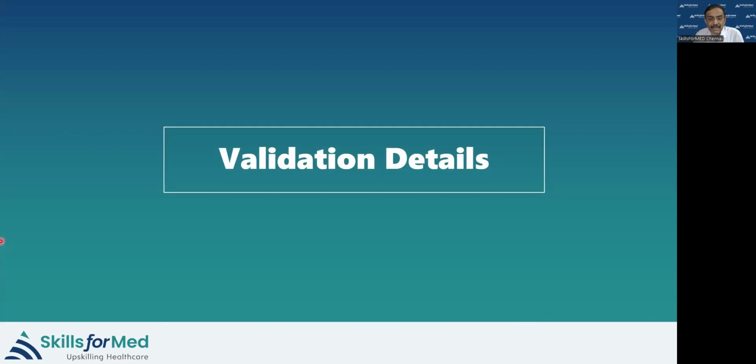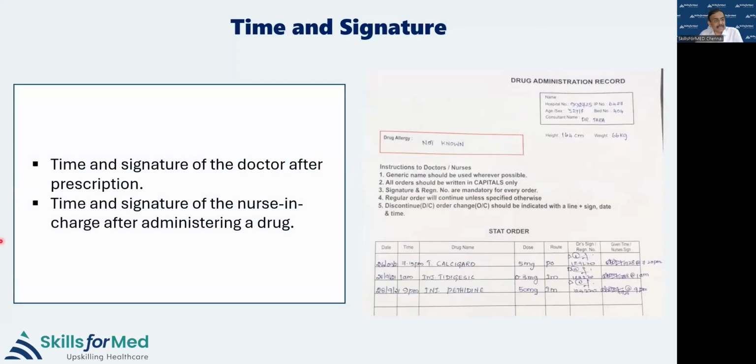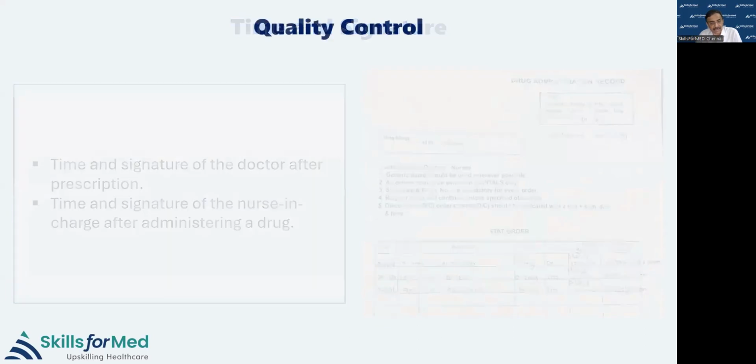And then we'll get into the validation details. The validation is the doctor's validation, the time and signature of the doctor on the prescription. Only that tells that this particular drug can be given by the nurse. Then the time and signature of the nurse in charge after administering the drug shows that this drug has been given and what time it has been given. This is the time that drug had to be given, and this is the time the drug was given. That's very important for auditing these drug charts.